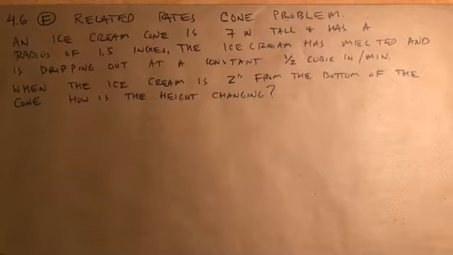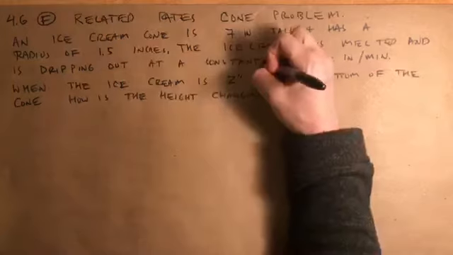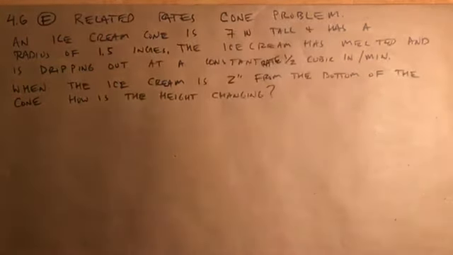All right, we're at video F in our 4.6 series, Related Rates, and we are doing a cone problem. The problem states that an ice cream cone is 7 inches tall and has a radius of 1.5 inches. The ice cream has melted and is dripping out at a constant rate of 0.5 cubic inch per minute. When the ice cream is 2 inches from the bottom of the cone, how is the height changing?